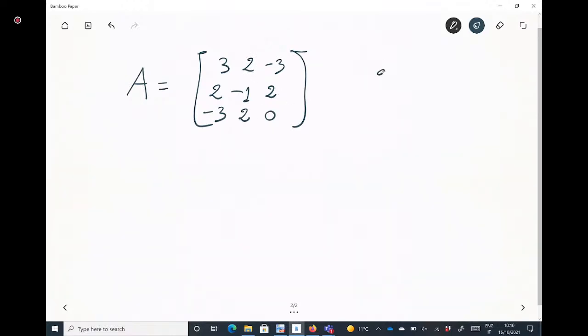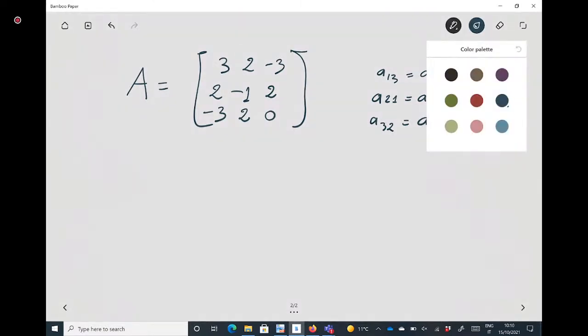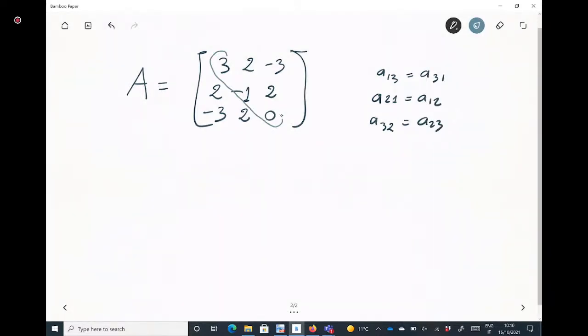So basically we have A1,3 is equal to A3,1. A2,1 is equal to A1,2. And then we have A3,2 is equal to A2,3. All the elements in symmetric positions with respect to the main diagonal are equal to each other. This is a symmetric 3 by 3 matrix. I mean, try to compute the transpose of this and you get the same matrix as the initial matrix. Okay?